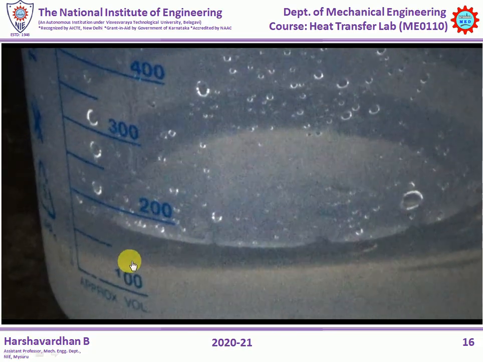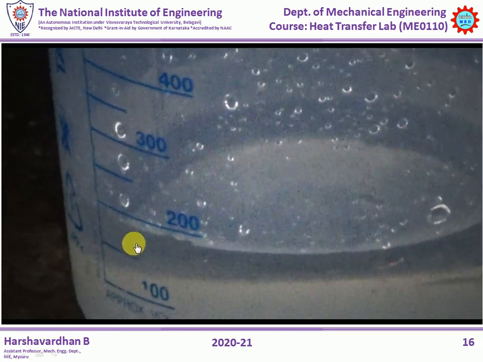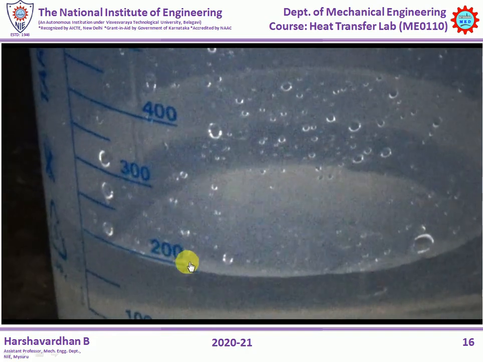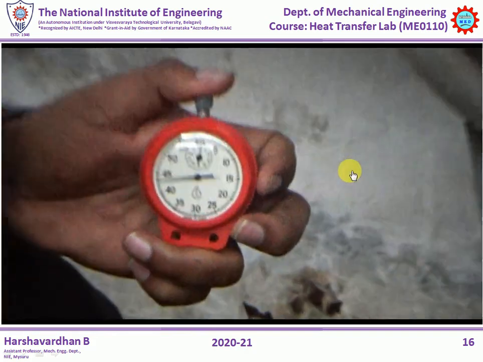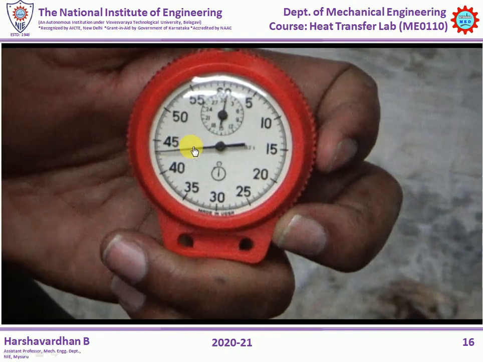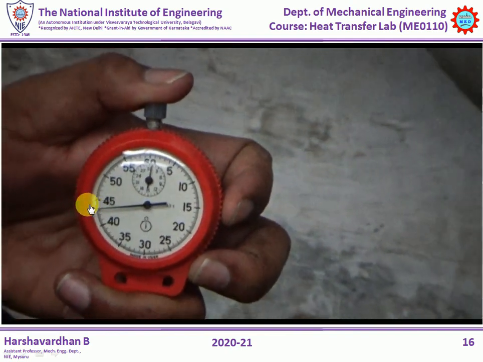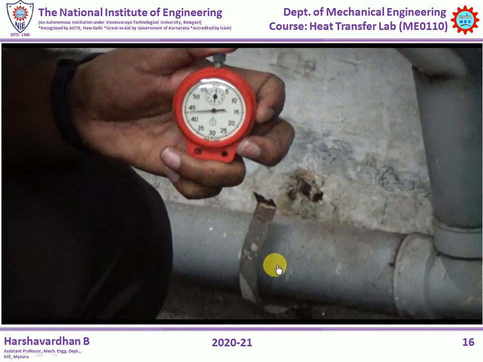So now the water level has reached almost the 200 ml marking on the measuring jar. Now we will stop the stopwatch. Okay, now you can see that it has taken around 43 seconds for collecting 200 ml of water.